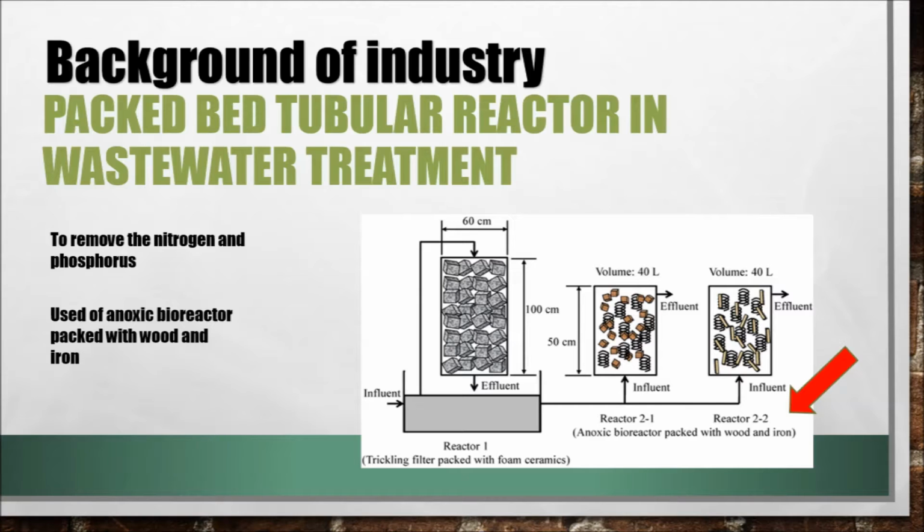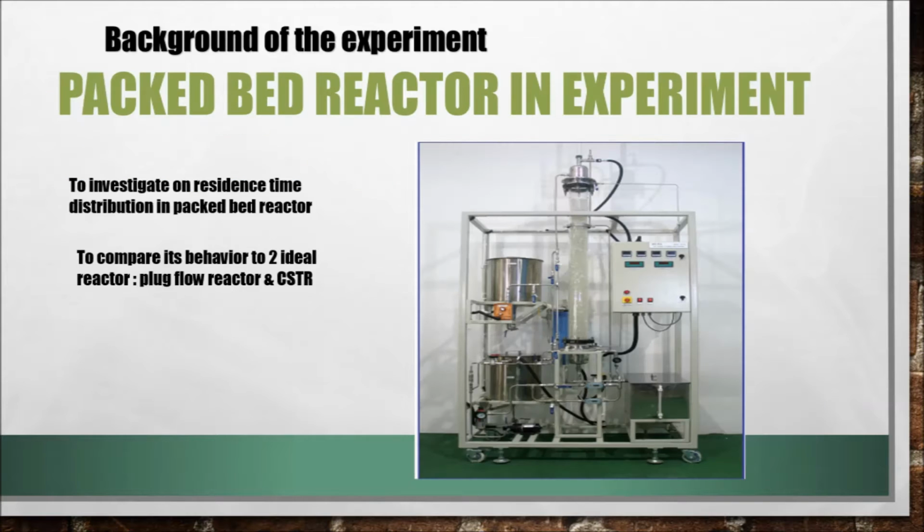Packed tubular reactors have been used in water and wastewater treatment in order to remove nitrogen and phosphorus from the effluent. In the present study by the International Journal of Environmental Research and Public Health, they demonstrated that nitrogen and phosphorus were removed from the effluent using an energetic bioreactor packed with wood and iron, as we can see from the image here. Next, background of the experiment.